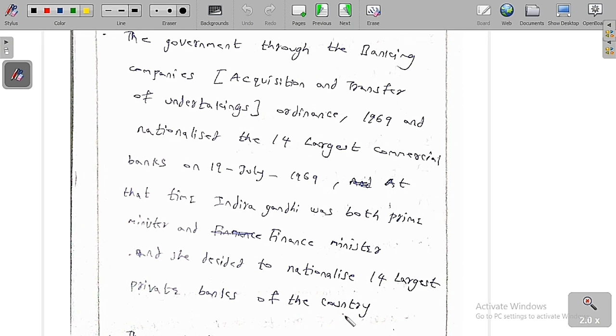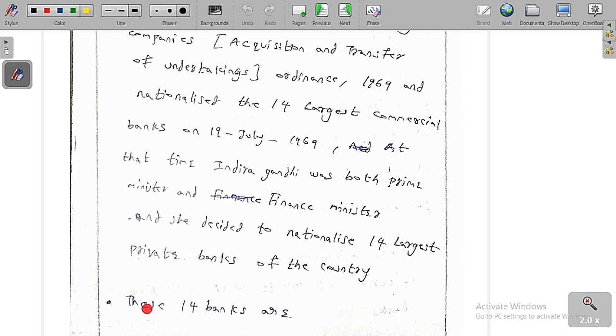So we can say that the government, through the Banking Companies (Acquisition and Transfer of Undertakings) Ordinance 1969, nationalized the 14 largest commercial banks on the 19 July 1969. At that time, Indira Gandhi was both the Prime Minister and also the Finance Minister of India, and she decided to nationalize the 14 largest private banks of the country. So these are the 14 banks. Now we'll discuss all the 14 banks' names also.